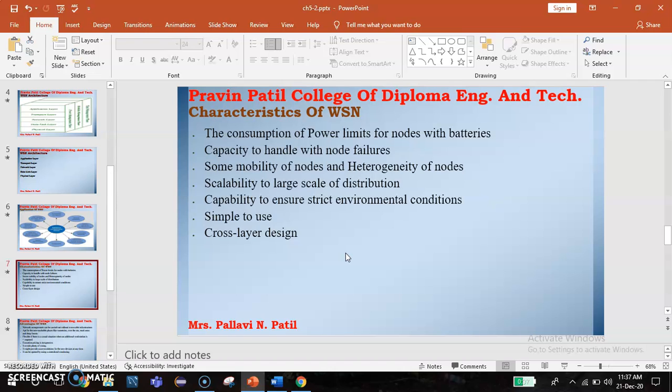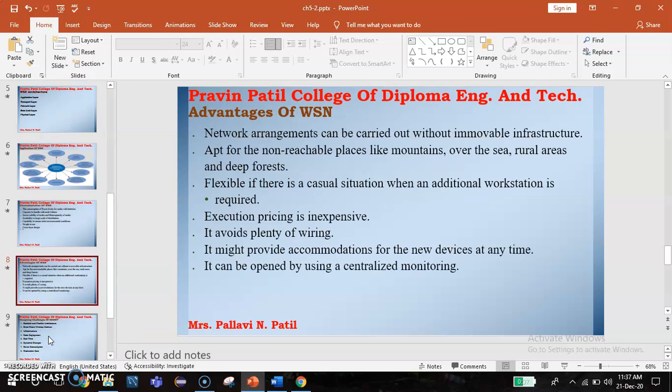Also, it is low cost, energy efficient, with communication capability, security and privacy. It has a dynamic network topology, self-organization, and multi-hop. These are the different characteristics of the WSN. The next is the advantages of the WSN.